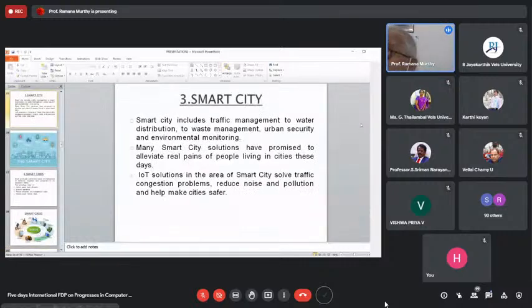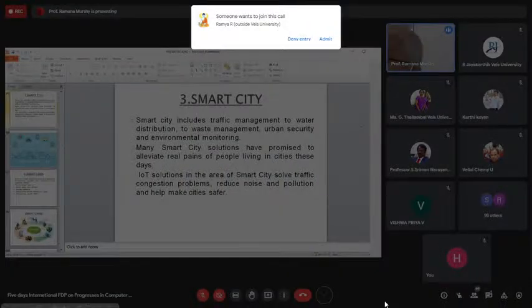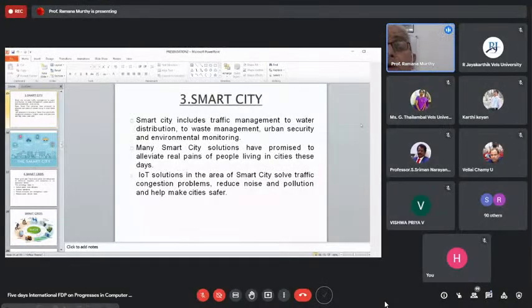Now, as far as smart cities are concerned, a smart city includes how you are going to control and manage the traffic, how you are going to distribute water for the people who stay in the city, how you are going to minimize the loss, how waste management can be handled, and how urban security and environmental monitoring can be provided.